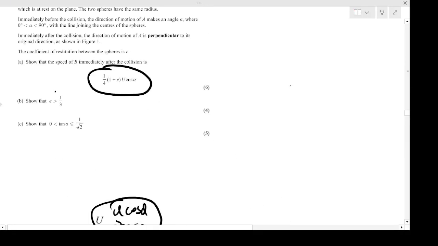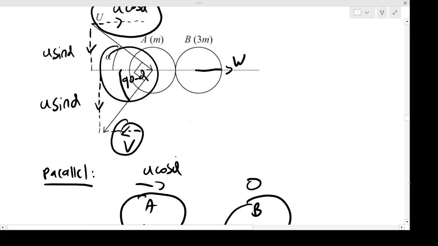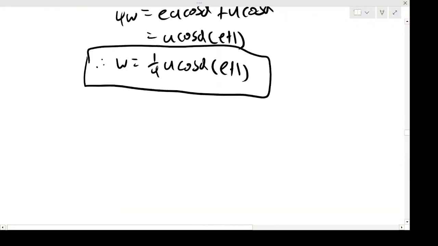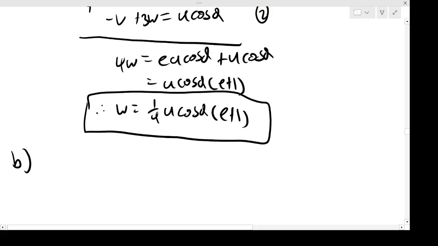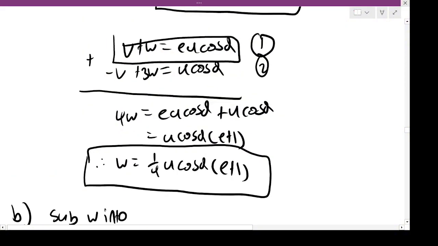So then the second part says show that E is greater than the third, but I also note it then wants me to find this sort of inequality for tan alpha. Now remember, alpha is the angle for the sphere A. So I'm probably going to need to find V as well. Okay, so V being the parallel part for A. So if I continue solving this, and then we'll see how we can go from there. So I know what W is, so I'm going to sub that back into one of the equations. Let's say I substitute it into the first one here.